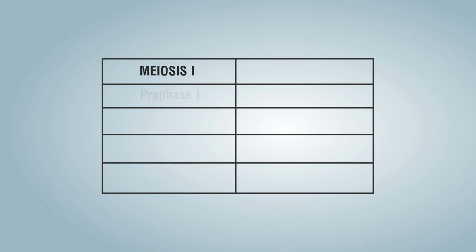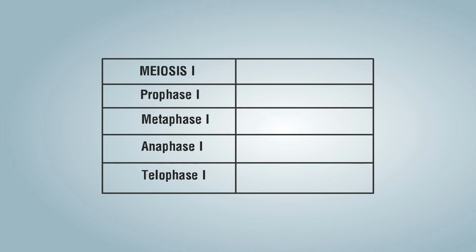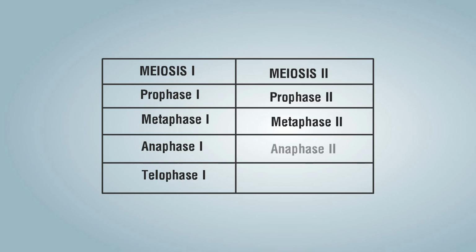Meiosis occurs in two main phases. 1. Meiosis I. 2. Meiosis II. Each of these phases is further divided into 4 distinct stages. 1. Meiosis I: Prophase I, Metaphase I, Anaphase I, and Telophase I. 2. Meiosis II: Prophase II, Metaphase II, Anaphase II, and Telophase II.